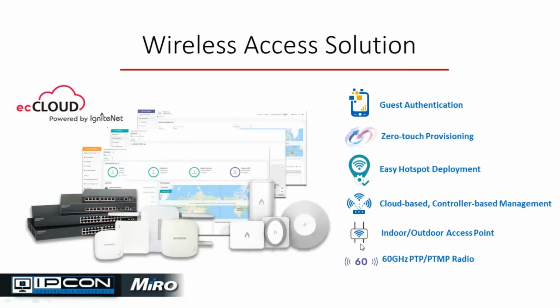On the Wi-Fi side, as I mentioned, this is something Miro are looking at bringing on board to obviously complement the entire ecosystem. EdgeCore do offer indoor and outdoor Wi-Fi access points. These are typically 802.11ac Wave 2, and they will also introduce Wi-Fi 6 access points ideally before the end of this year. And then last but not least, as I mentioned, we've got the IgniteNet radios.